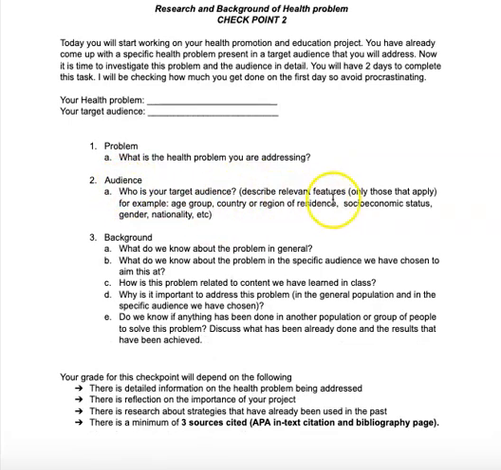Describe any relevant features. So if they're children, what age group? If they're from a specific country, what country or what region? If they come from a specific socioeconomic background, what is that status? Gender, nationality, anything that is specific for your audience, you need to define here.